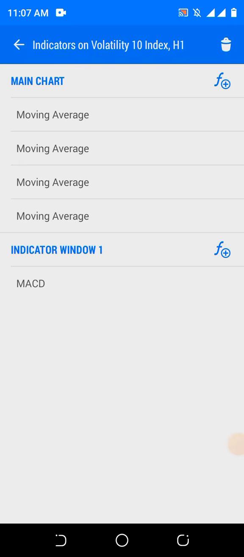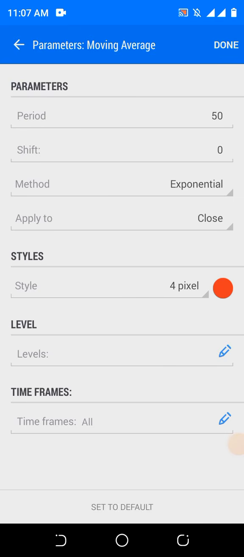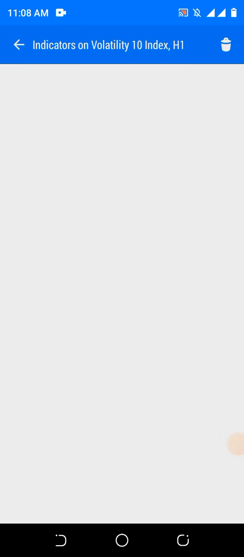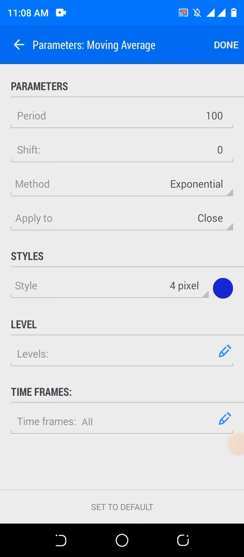Now the first moving average, here are the parameters. The period is 50, shift 0, method exponential, apply to close. Now the style is 4 pixel, the color is red. Do you understand? So you can screenshot it or write it down. This is the first moving average. Right, here are the settings for the second moving average. The period is 100, shift 0, method exponential, apply to close. Now the color of the style is blue.